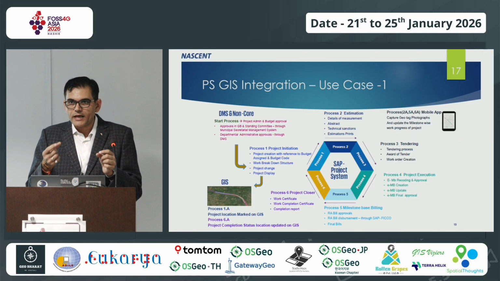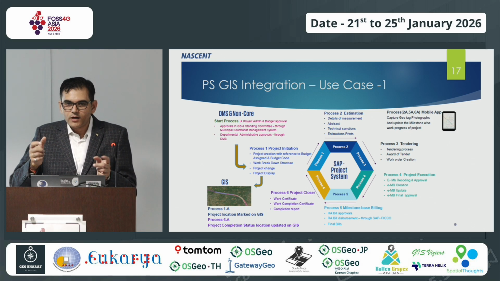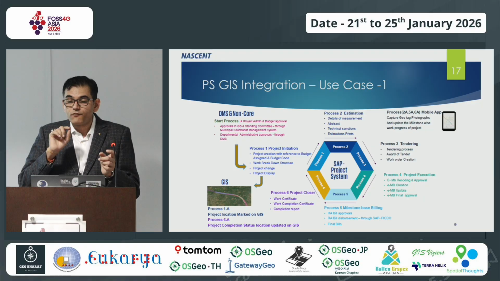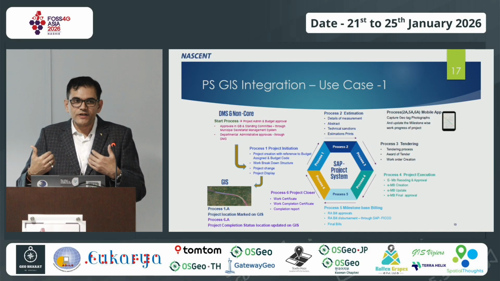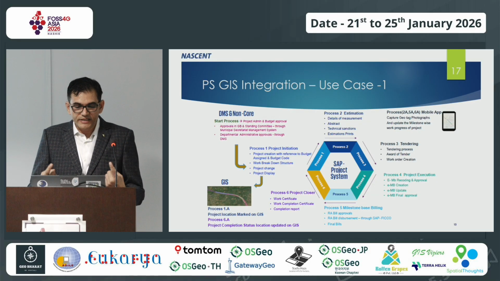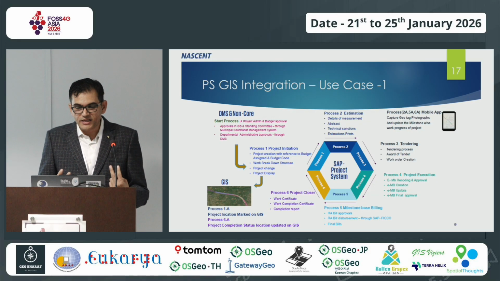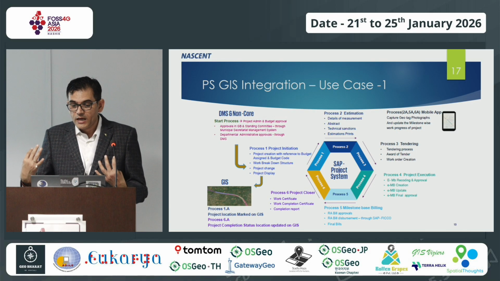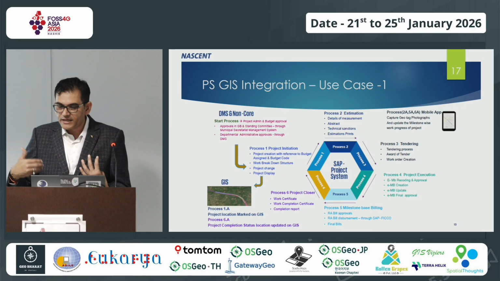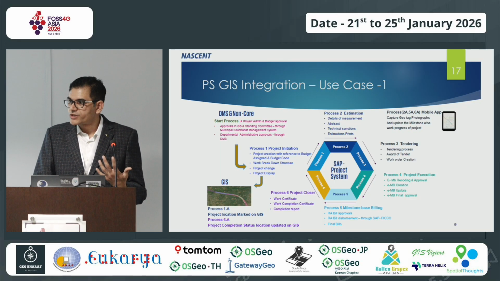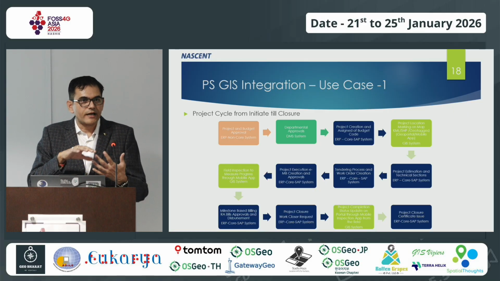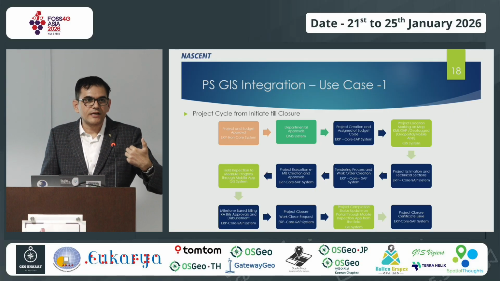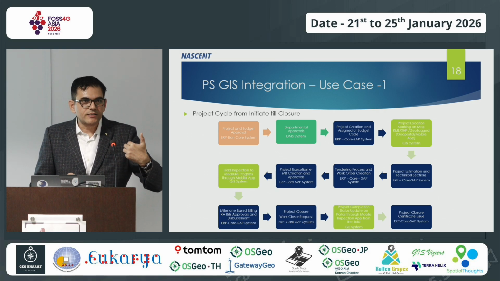Suppose the PCMC corporation would like to develop a 1 kilometer road. There would be 6 steps. One is project initiation, then the project estimation activity, the tendering process, then project execution, milestone based billing, and then project closure. So this is the classic example. Actually all our technology, our non-core applications, are to be utilized for the certain approvals.